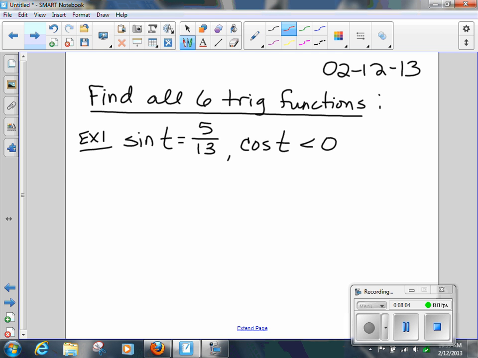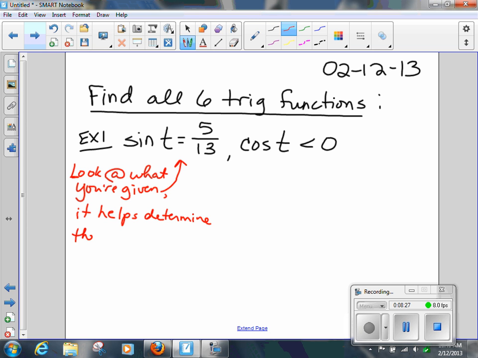First thing you need to do, look at the information given. Look at what you're given. As a whole, look at what you're given. By doing this, it helps determine the quadrant in which we're working. Okay? How is that going to help determine the quadrant that I'm working? Why is that? Why do I even need to know that?